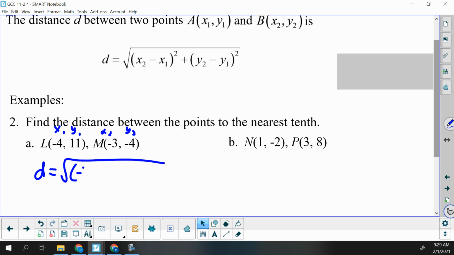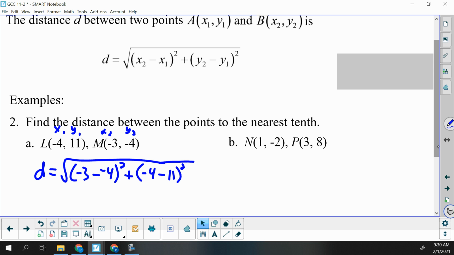So we'll do -3 minus a -4 squared plus, since we started with -3, the y we have to start with is the -4 minus the 11, and then squared. So this says we're going to go to the nearest tenth. So what that means is we can just punch this in the calculator exactly as we see.